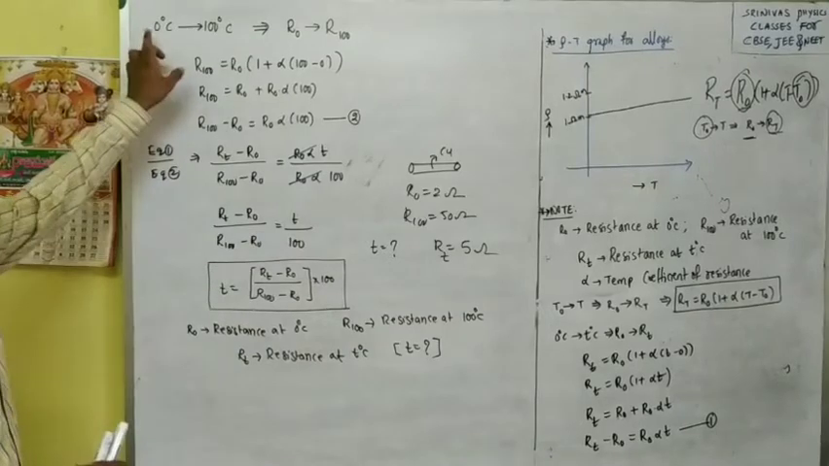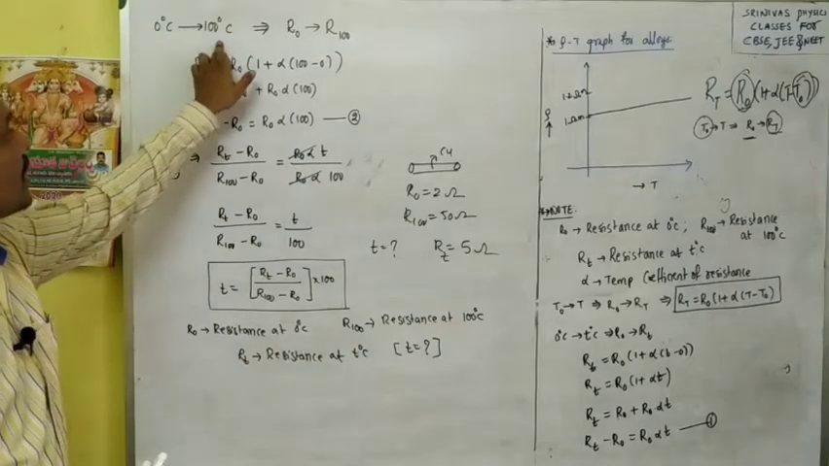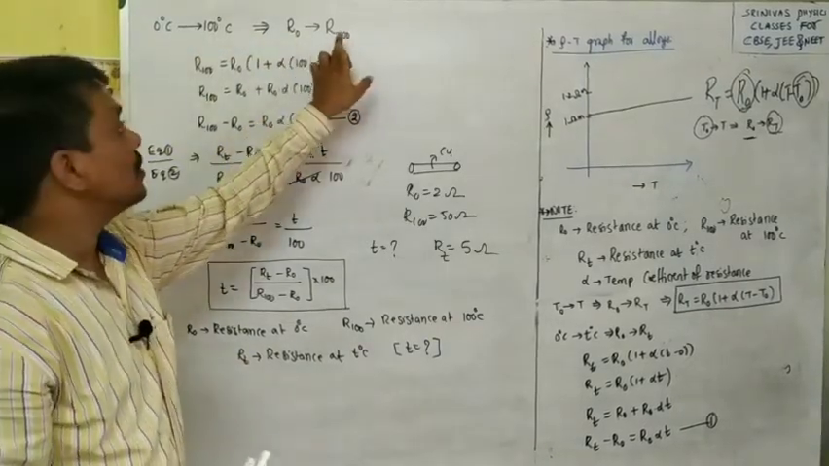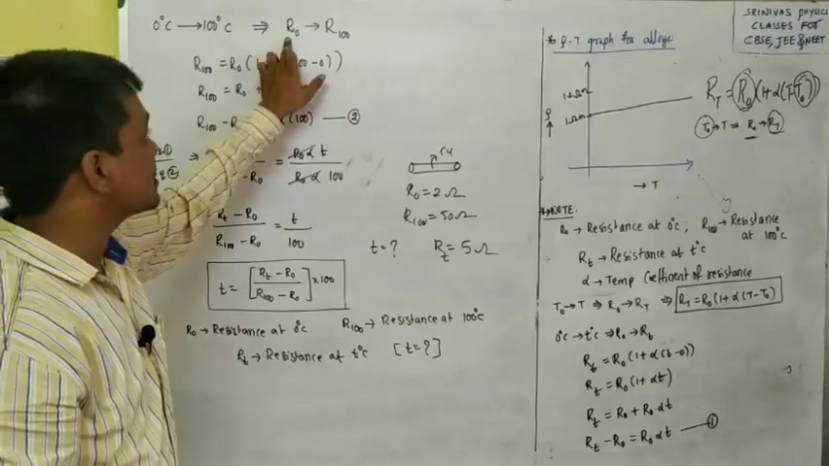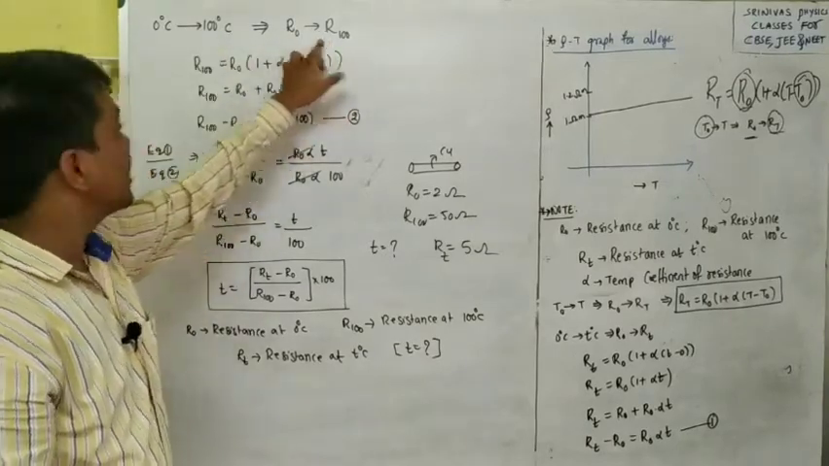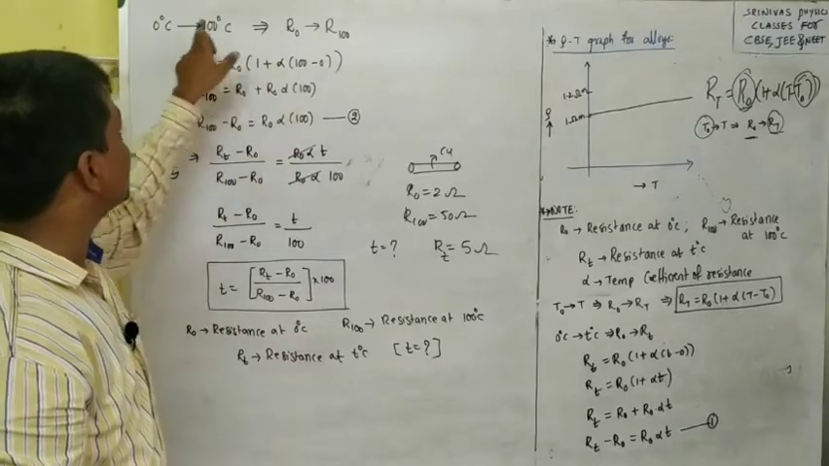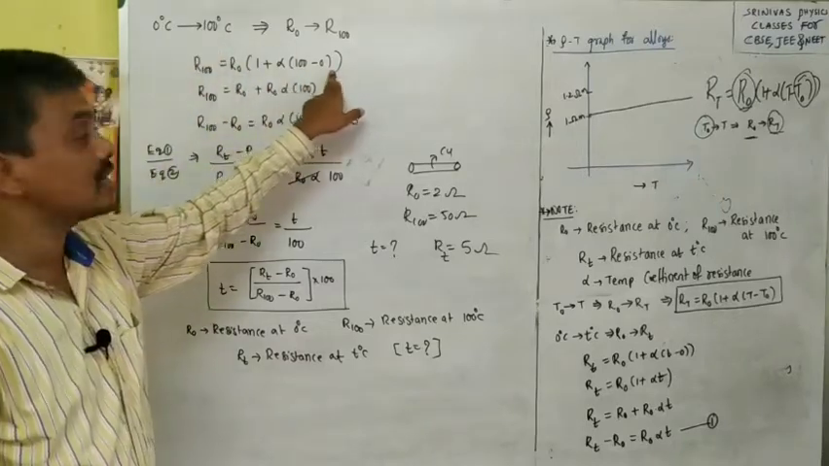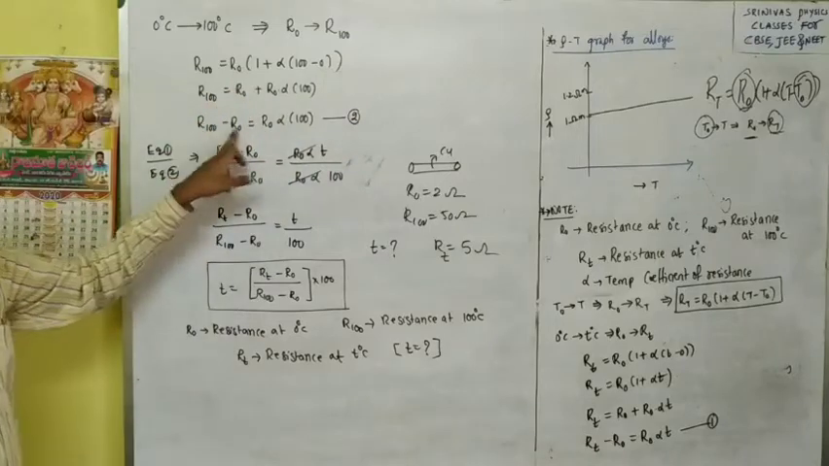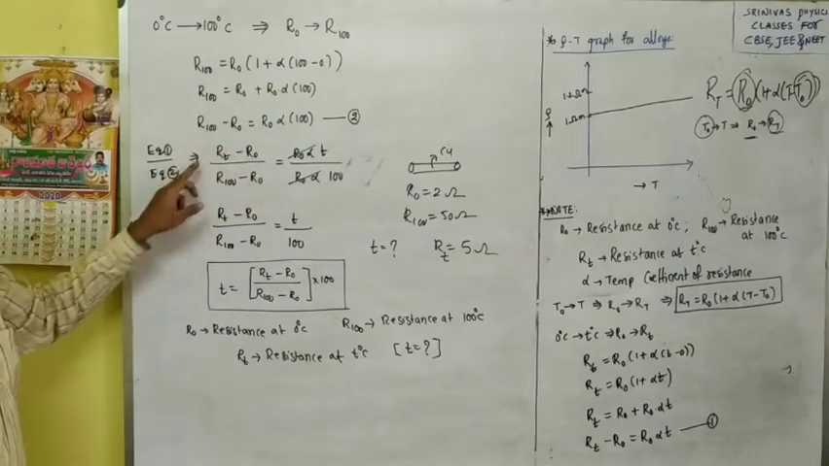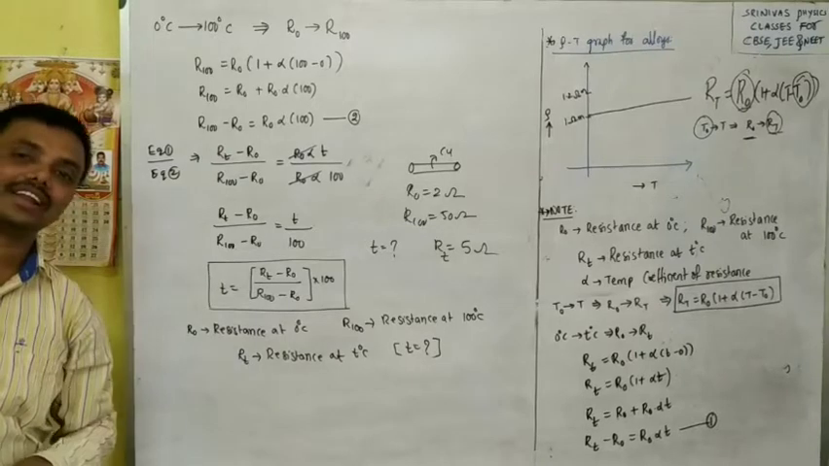And then after that, if the temperature changes from 0 to 100, the resistance changes from R0 to R100. At 0 degree Celsius, resistance is R0, at 100 it is R100. Then the final resistance R100 equals the initial resistance into 1 plus alpha into the change in temperature. The change in temperature is 100 minus 0. Then we find R100 minus R0, then we divide them, and we will get the final formula.